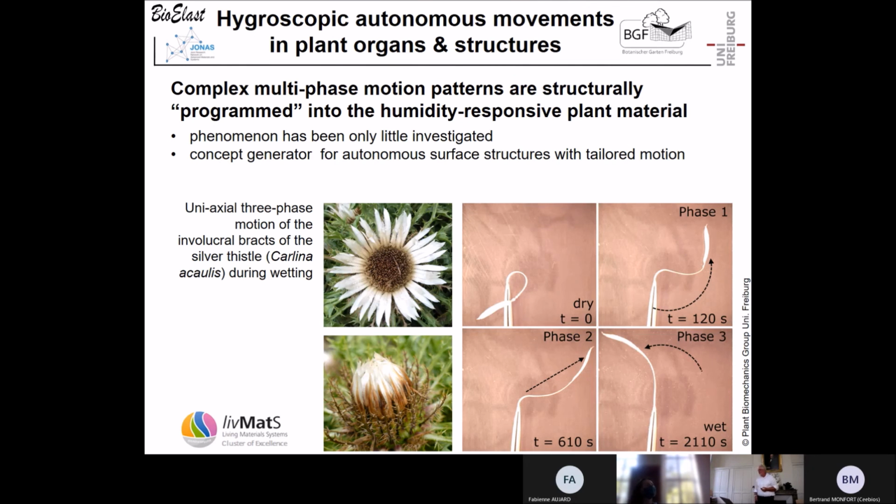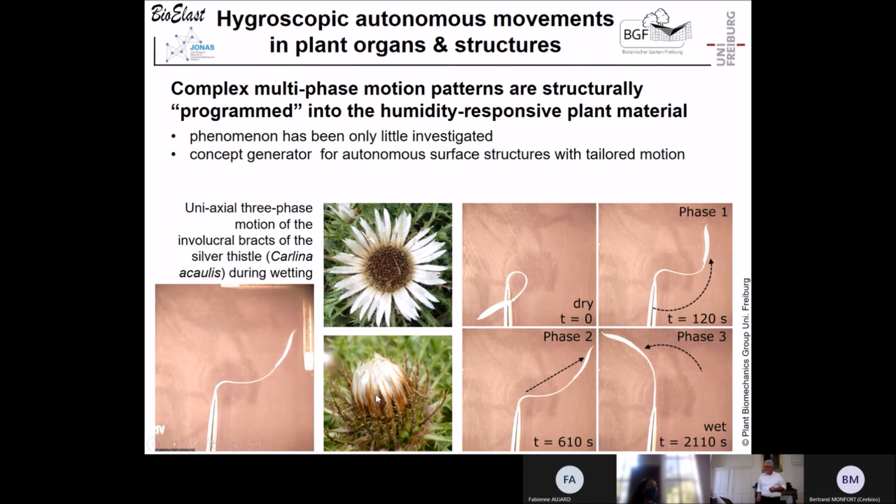This is my last example. And this is the silver thistle. Silver thistle shows a wonderful uniaxial three-phase motion of the involucral bracts. This is not a flower, it's a flower head. You have here the many flowers inside. This is an Asteraceae, and these are the bracts. And the bracts, if they are dry, they fold out so that pollinators can come. If it's wet, they close.